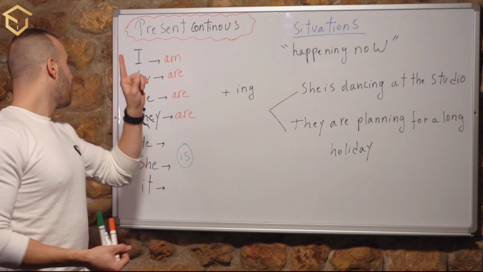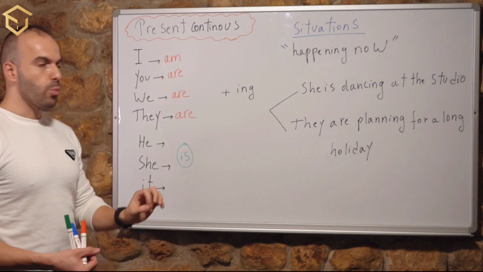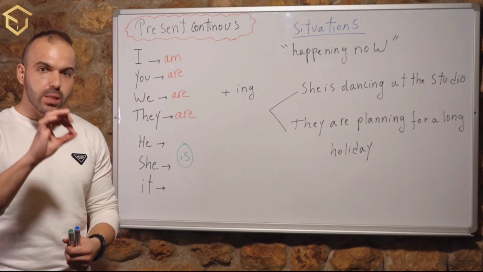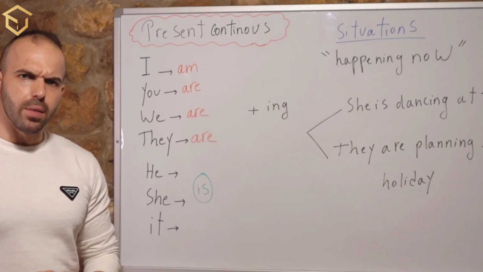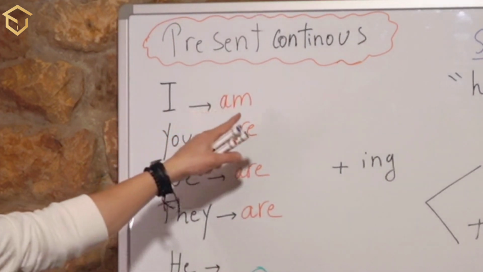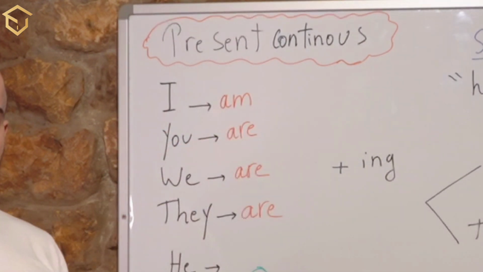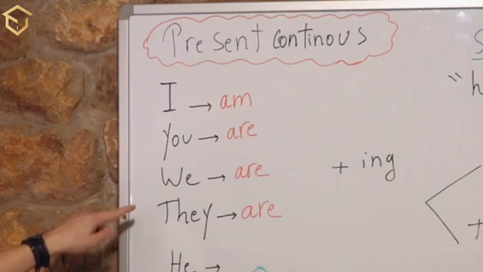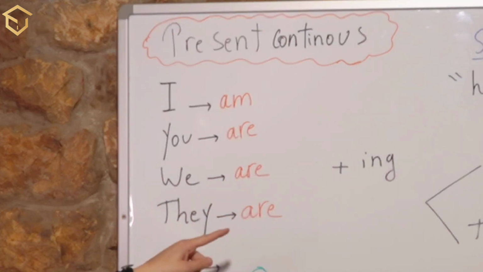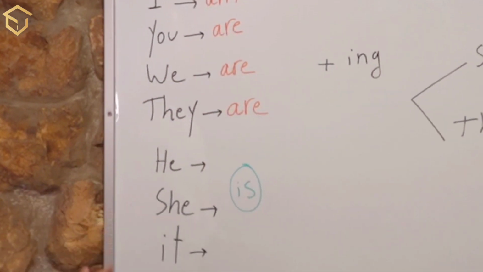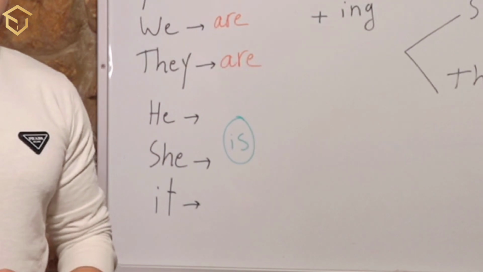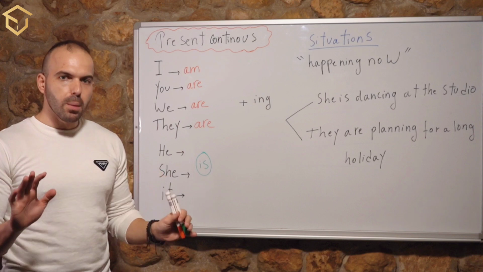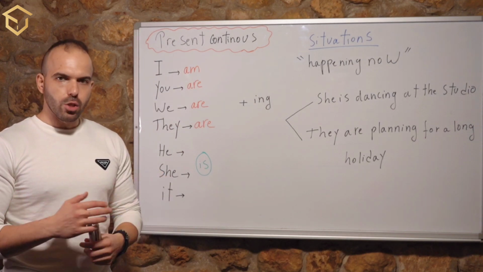But specifically with this verb tense, we have to use something called an auxiliary verb. What does it mean? As you can see, with every subject pronoun, we have a specific auxiliary verb. With I, we use am. With you, we, and they, we use are. However, with he, she, and it, we use is. Plus the verb in ing. It's quite simple and it doesn't need any complications.